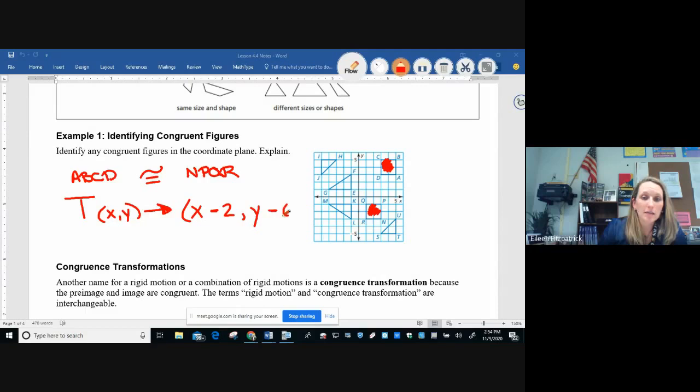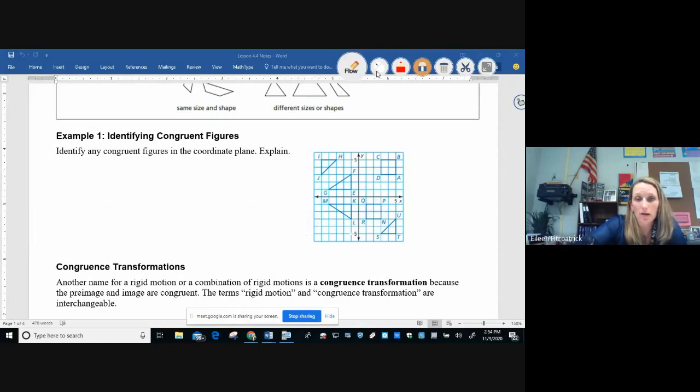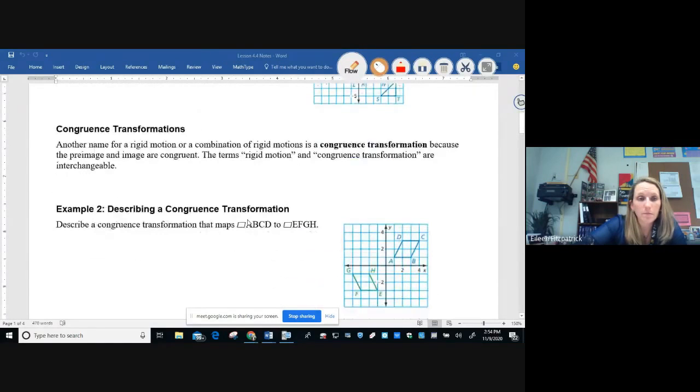y minus 6. Now, instead of going from this one to that one, if you were thinking I would translate to the right and then up, you could, okay, because it doesn't say which one is the image versus the pre-image. So you could say you're moving this figure 2 units to the right and 6 units up. So it could be x plus 2, y plus 6. It just depends on which one you're saying the original is. All right. Okay, so that's just some examples of looking at congruent figures in a coordinate plane. Let's keep on moving down.